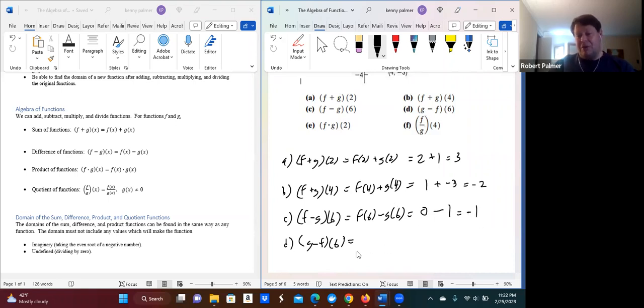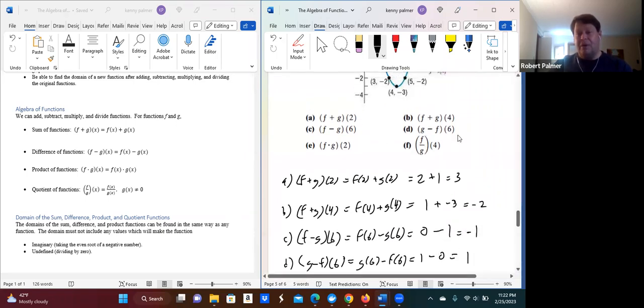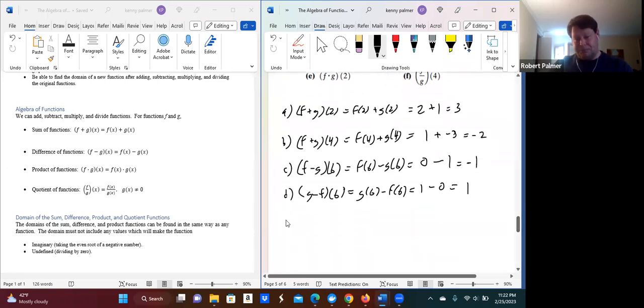We already have these values. We know from our rule this is going to say g of 6 minus f of 6. We already have those values. g of 6 is 1 minus, then f of 6 was 0. That's right. The only difference here is just positive 1 instead of negative 1. That's the difference when you switch the order, it flips the sign. Okay, 2 more of these.